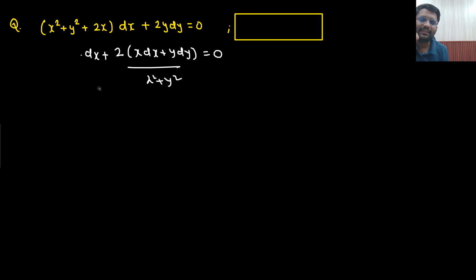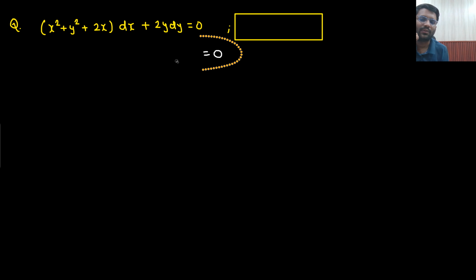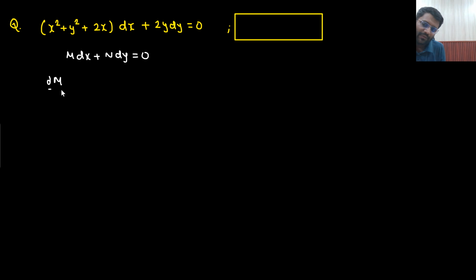But let's just say I don't want to solve it with inspection. So how will I solve it? Let's say inspection is not even clicking to me in the examination hall. So what will I do? M dx plus N dy equals 0. Let's calculate the partial differentiation of M with respect to y. That would be 2y. Now the partial differentiation of N with respect to x is coming out to be 0. Sir, both are not the same. Now what do I do? Let's try doing this.